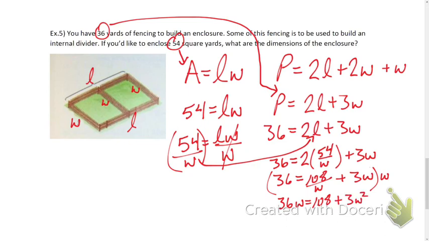Now I can factor and solve for W. Let's get them all in order. I have 3W squared minus 36W, because I moved it to the other side, plus 108. And I'm out of room down there, so let's move sideways. Let's go over here. So let's take a 3 out.